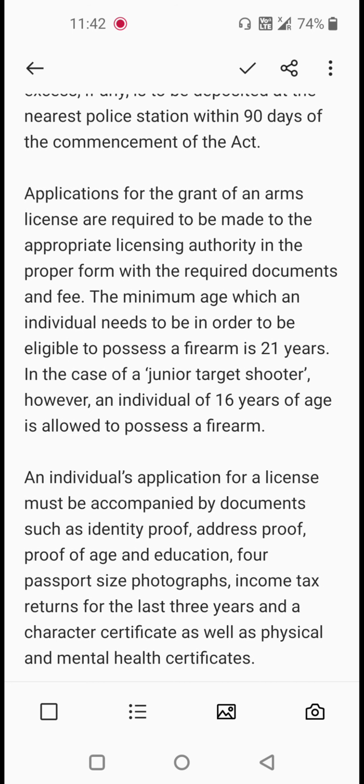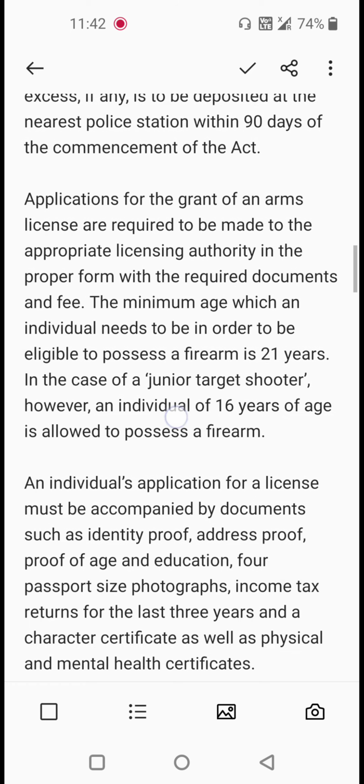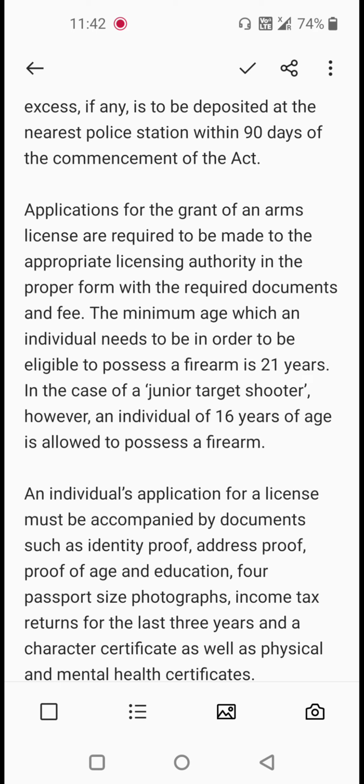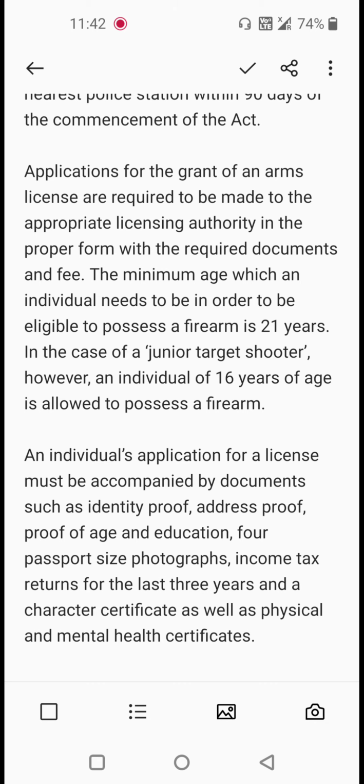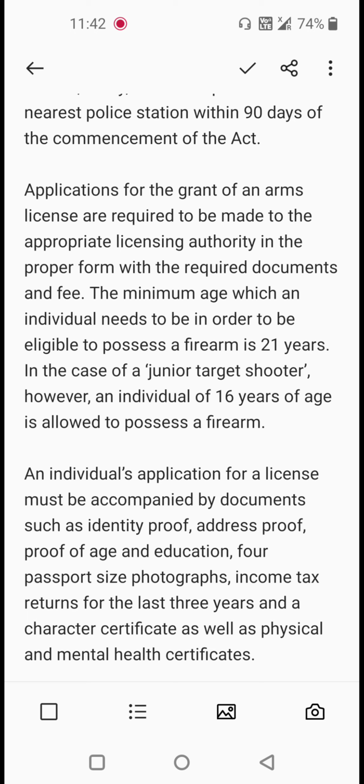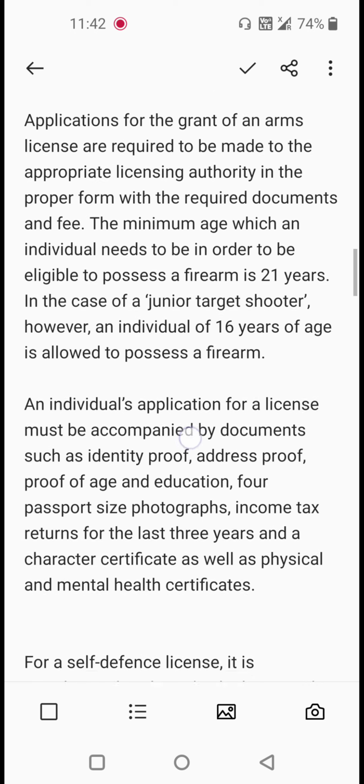Applications for the grant of an arms license are required to be made to the appropriate licensing authority in the proper form with the required documents and fee. The minimum age an individual needs to be in order to be eligible to possess a firearm is 21 years, not 18 years. It is 21 years. In the case of a junior target shooter, however, an individual of 16 years of age is allowed to possess a firearm.